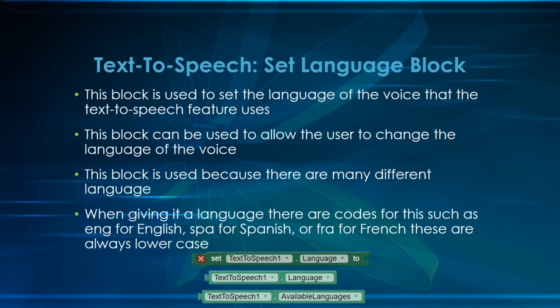Text-to-speech set language block. This block is used to set the language of the voice that the text-to-speech feature uses. This block can be used to allow the user to change the language of the voice. This block is used because there are many different languages. When giving it a language, there are codes for this, such as ENG for English, SPA for Spanish, or FRA for French. These are always lowercase.